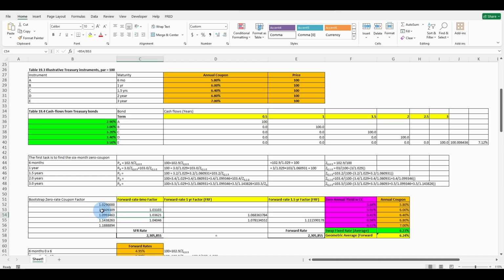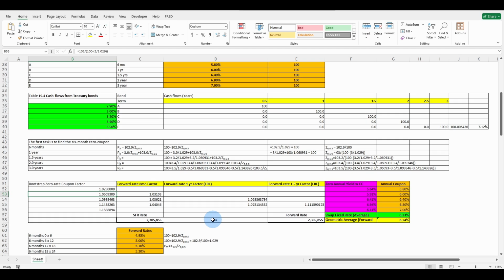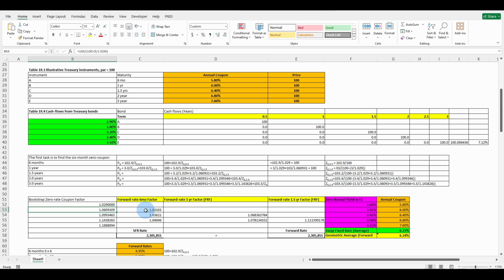Our forward rate, 1.06931, is going to be 103 divided by 100 minus 3 divided by 1.029, exactly as the formula shows. You're going to plug this into this formula. It's going to show 1.609. Then you're going to use this to compute the zero rate. Now that's here, here, here.